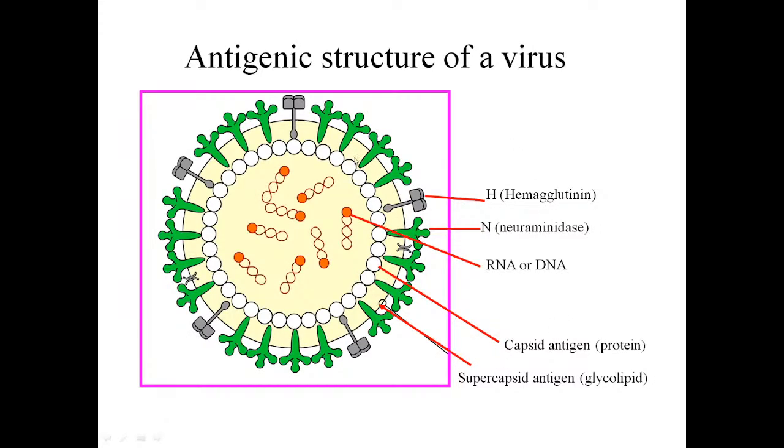Viruses. In this diagram you can see enveloped viruses. Enveloped viruses have such antigens like H, hemagglutinin, and neuraminidase antigen. RNA or DNA antigen: you remember that viruses have just one type of nucleic acid, RNA or DNA. Then capsid antigen, that is protein, and supercapsid antigen, that is glycolipid. Every one of these substances is antigenic, is foreign for the human organism and causes an immune response.